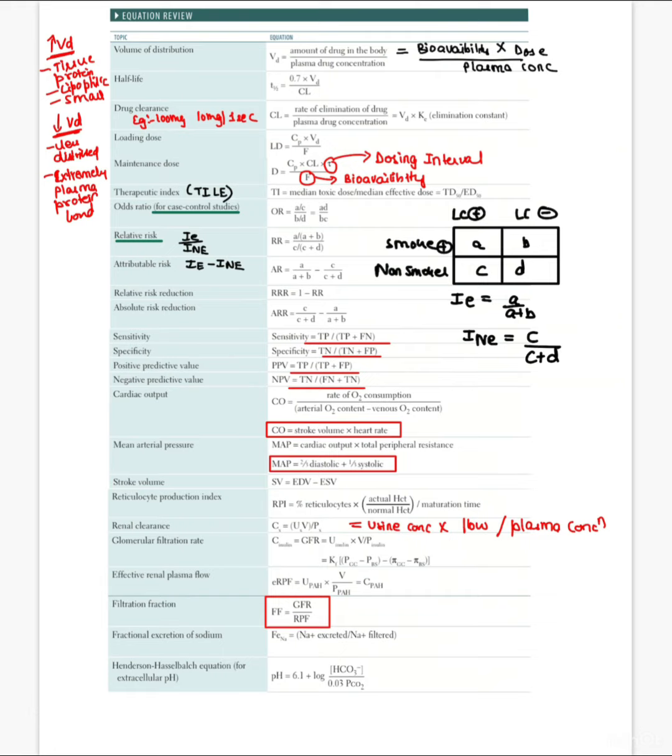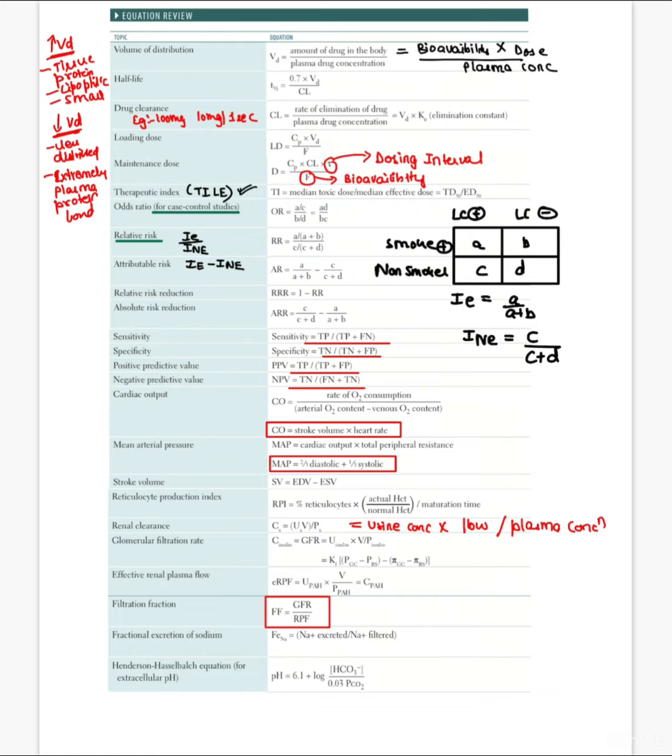Now coming on to a few formulas that you need to know. Talking about the formulas, we have volume of distribution, meaning the amount of drug that would remain in the plasma if it were to distribute thoroughly. The formula is amount of drug by plasma drug concentration. Then T half, that is 0.7 into volume of distribution by clearance.